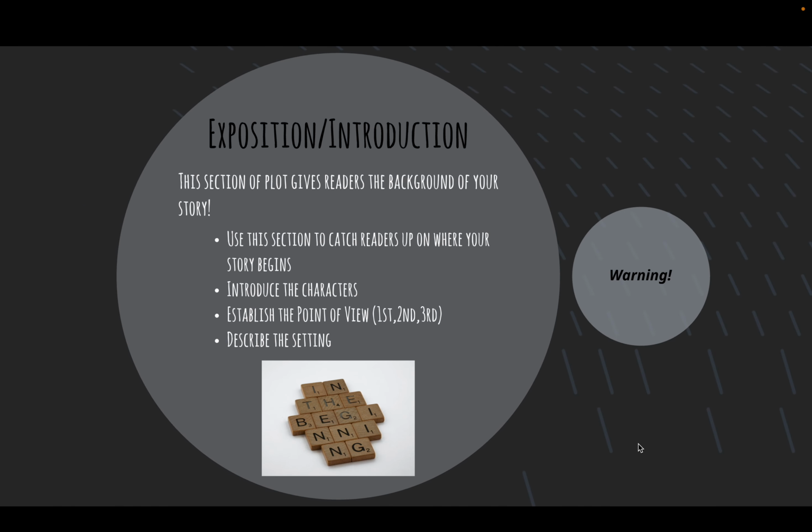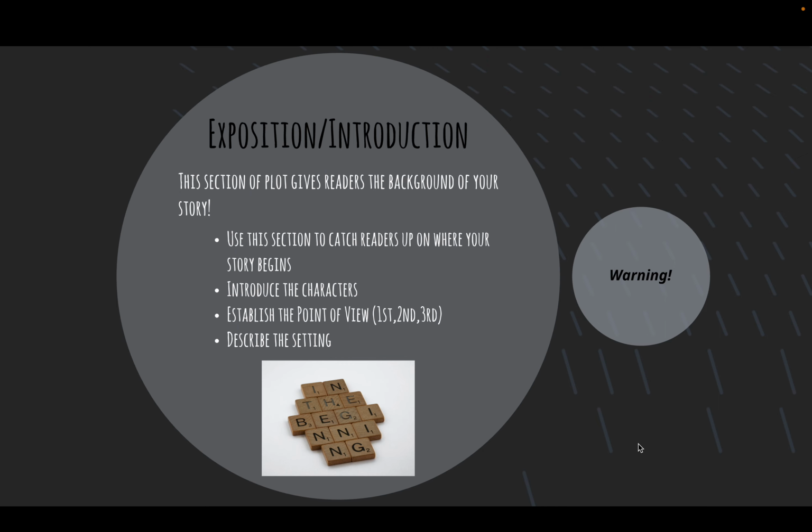Now, the exposition is pretty much the introduction of the story. This section of the plot gives readers the background for your story. You're going to want to use this section to catch readers up on where your story begins. You're going to do this by introducing the characters, as well as describing the setting, and you're also going to establish the point of view in this part of the story.